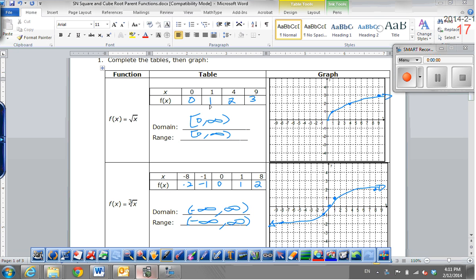Square root of 0 is 0, square root of 1 is 1, square root of 4 is 2, square root of 9 is 3. Domain is everything bigger than 0, including 0. Range, same thing. You could also write this as x is greater than or equal to 0, and y is greater than or equal to 0.